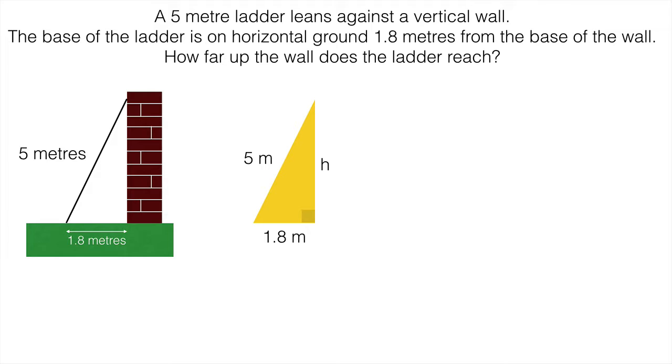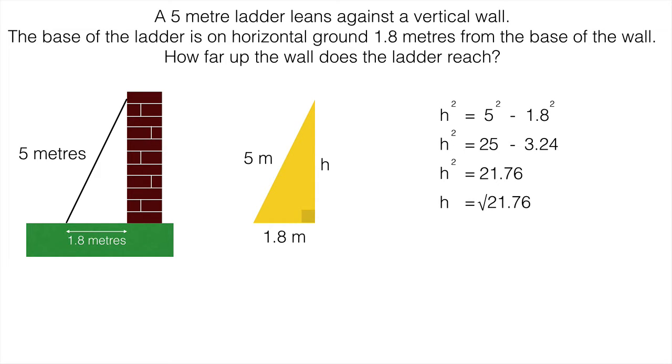Now because we have a right angle triangle, we can use Pythagoras Theorem, and we start with h squared equals. Now because we're not finding the hypotenuse, we start with the hypotenuse on the right hand side, and that's going to be 5 squared. Minus the other side, so minus 1.8 squared. Just continuing on, we've got h squared equals 25 minus 3.24. So h squared is 21.76.